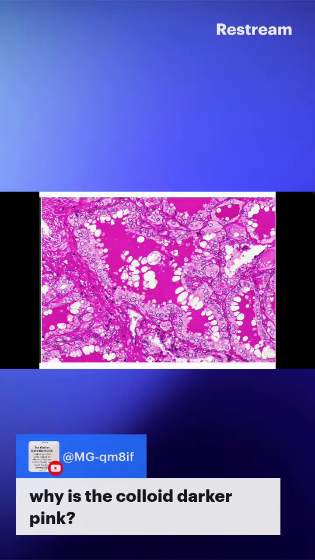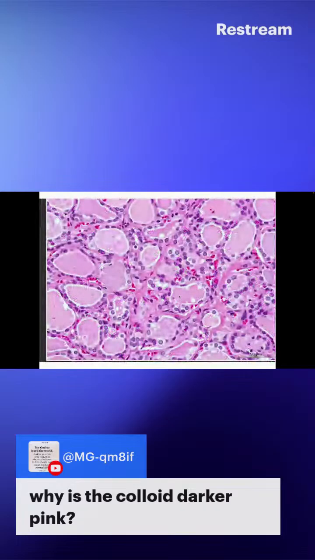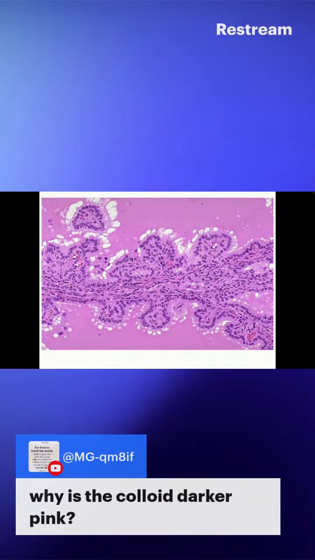Why is the colloid darker? Oh, sorry. Sometimes the staining differs. It's nothing to be very alarmed about. It depends on the lab or the picture from different websites, but it's not something you should be worried about. The most important things are these empty spaces or the scalloping look to it. You can see here also it's abnormal, and just the colloid looks all right, I mean the color.